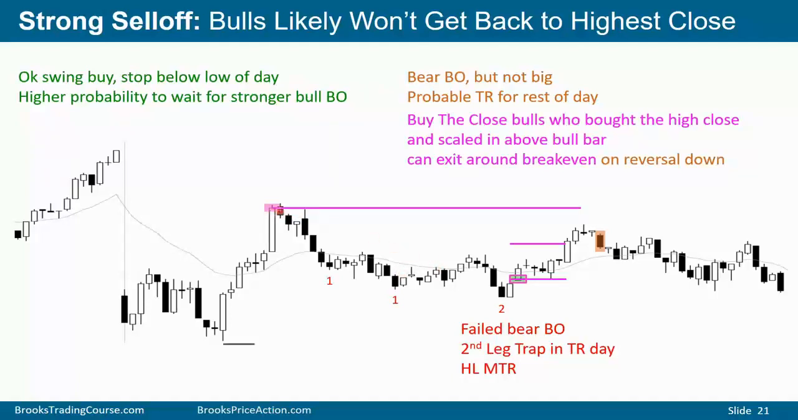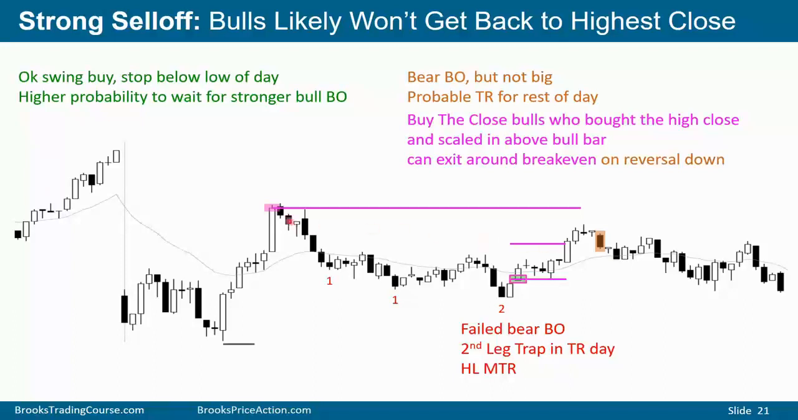Some bulls who bought this close, very disappointed by this, but they held long, stopped down here. And they'll look to buy more above a bull bar, maybe this, maybe that. Let's say they buy above this bull bar right here. This is their average entry price. They bought here, they bought more here, and this is the midpoint of those two prices.